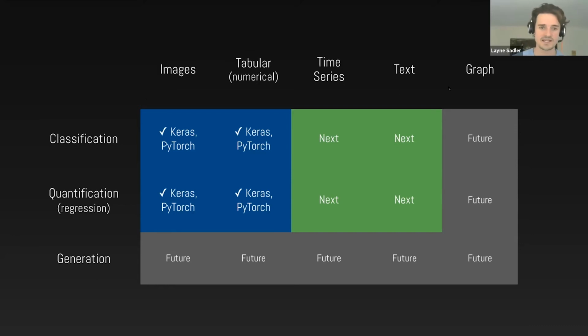So on our x-axis, we have different data types. And the blue is what we support right now. So image-based data and tabular data, or just spreadsheets if you're not into data science. And then on the left are the different types of analyses that we support. So as you can see, our framework is ready for Keras and PyTorch for classification and quantification, for tabular and image, which is kind of like the bread and butter of deep learning. And we'll look to expand that over time.